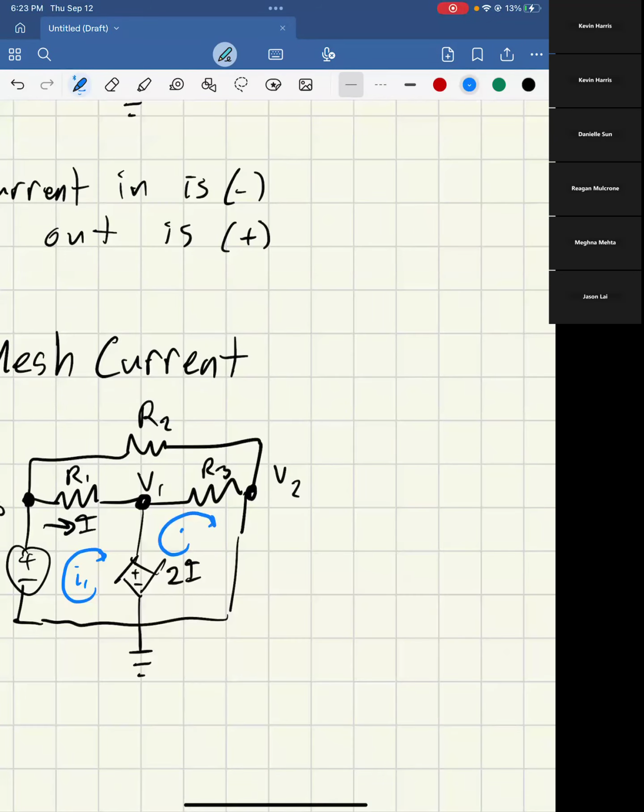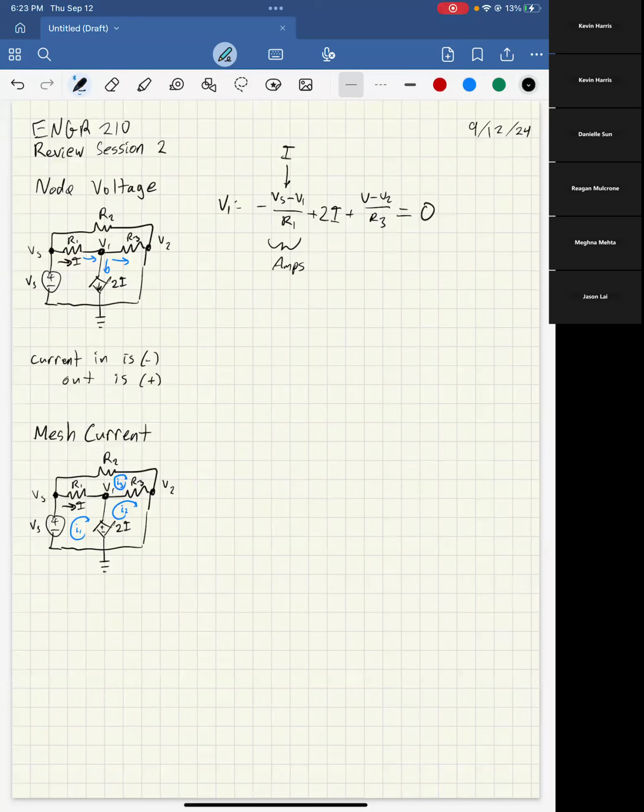This can be I2. And I didn't really leave enough room for myself there, but that can be I3. And what you do is, so let me write, this is KCL. Now, it's kind of counterintuitive because for node voltage, you're using the current law, whereas for mesh current, you're using the voltage law. So it's opposite, but that's the way it works.